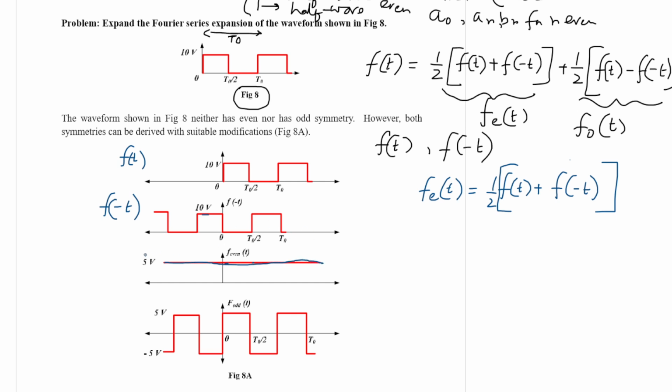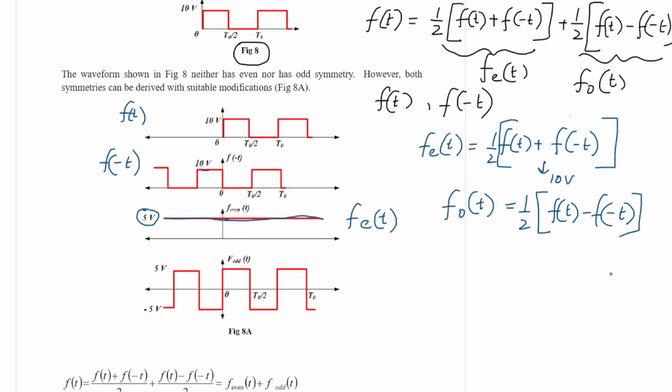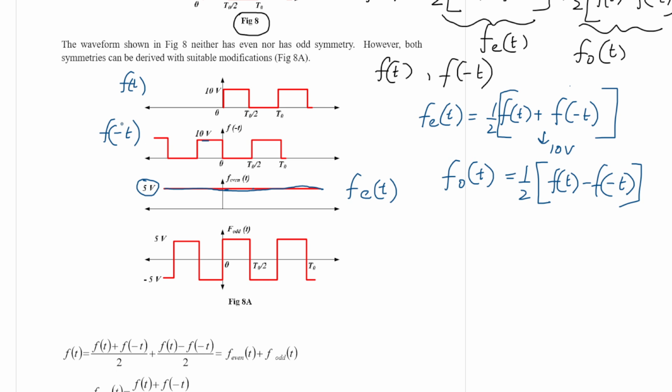Now why is it 5 volt? Because it is divided by 2. So f of t plus f of minus t will be 10 volt throughout, and 10 volt by 2 will be 5 volt. So it will be f of even function. Now what will be f of odd? So now subtract f of t minus f of minus t. Now in order to do the subtraction, this should be multiplied with minus 1. So effectively this will become this actually.